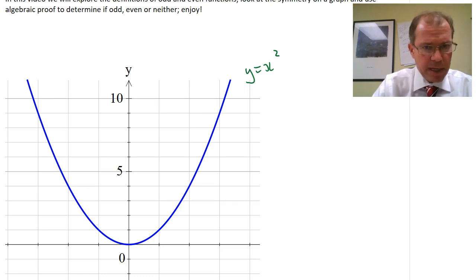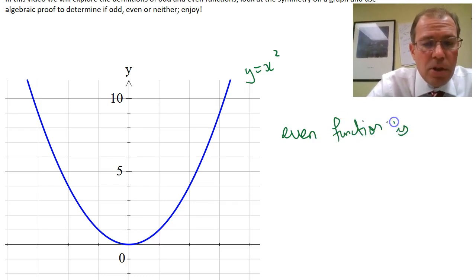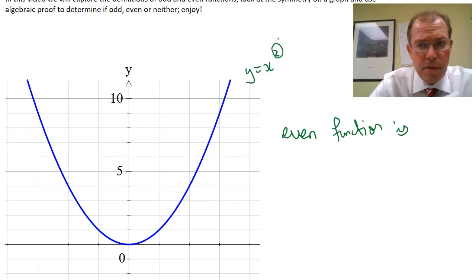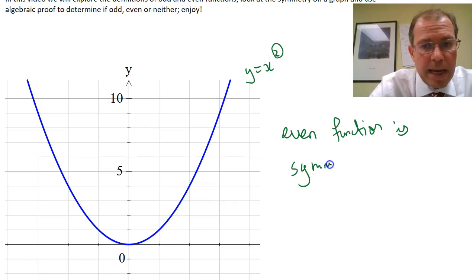So here we have y equals x squared I've drawn, and you can see that this is symmetrical in the y-axis. And that's it, that's what an even function is. So an even function is symmetrical in the y-axis. Now, the reason they used the word even originally is that x squared, x to the power 4, x to the power 6, are all symmetrical in the y-axis, and hence the word even. So an even function is symmetrical in the y-axis.